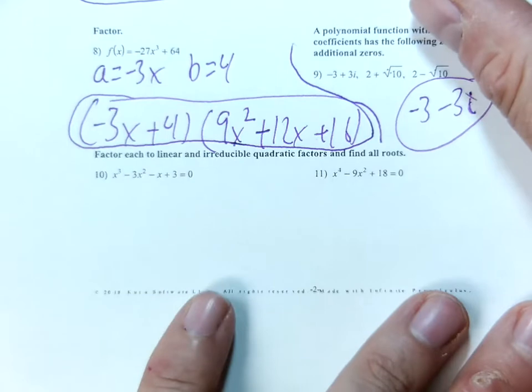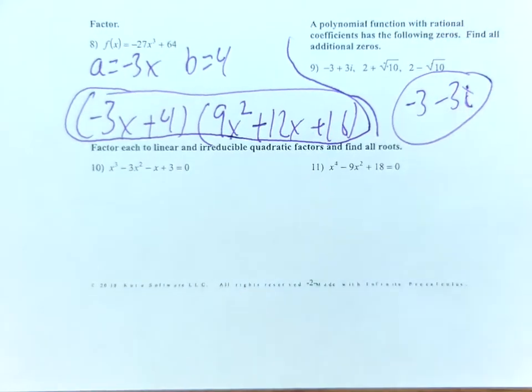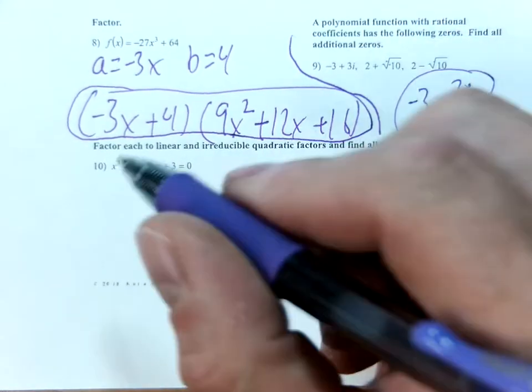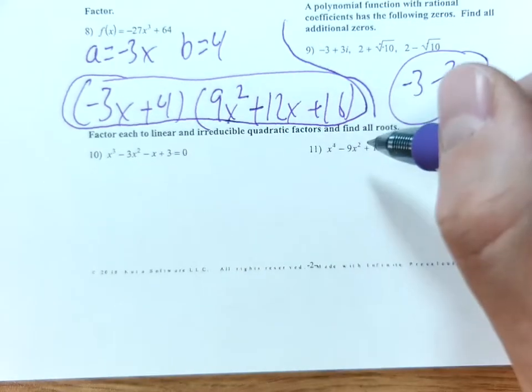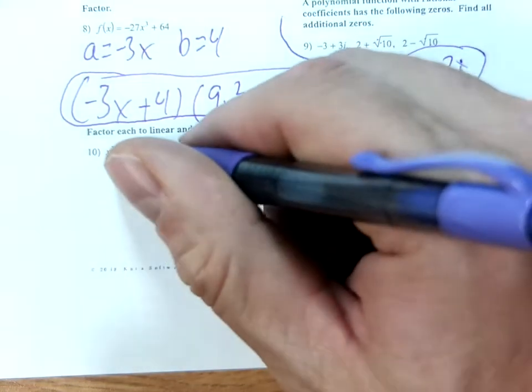Alright, next one, factor. So with the factoring, you can do synthetic division by trying to divide by 1 first, or you can factor by grouping on some of these. This one can be factored with groups.